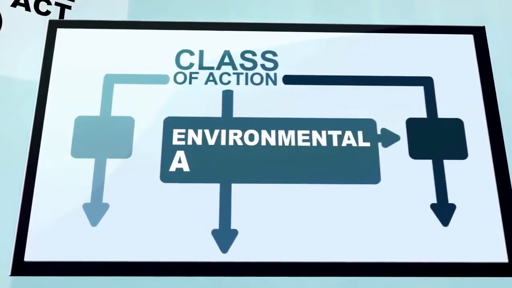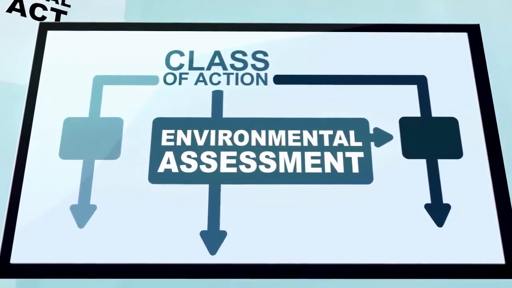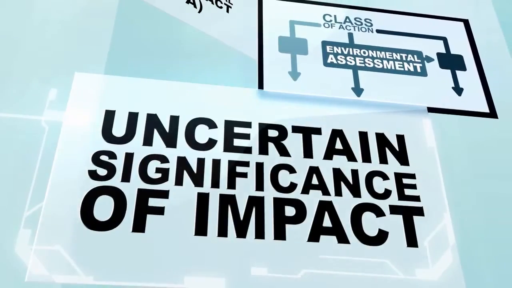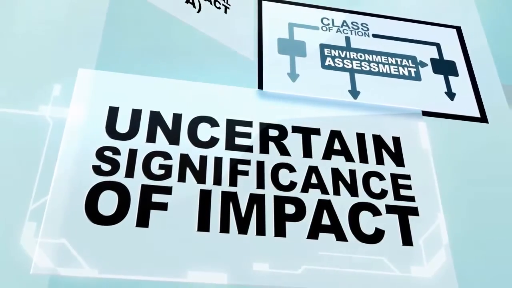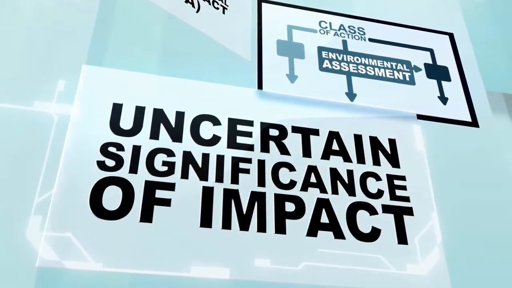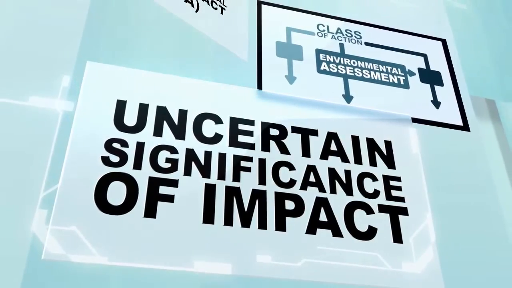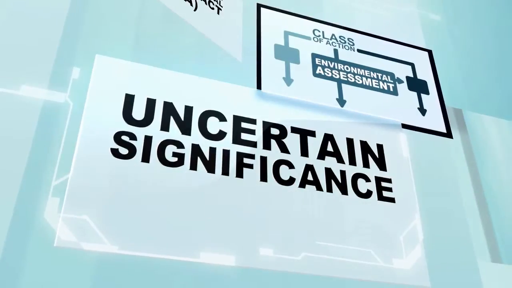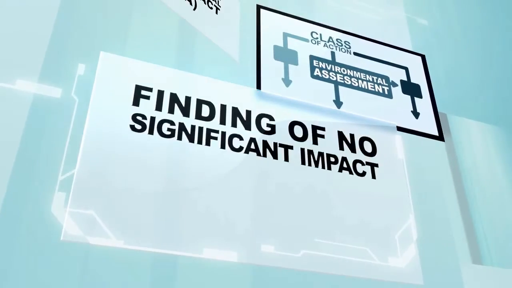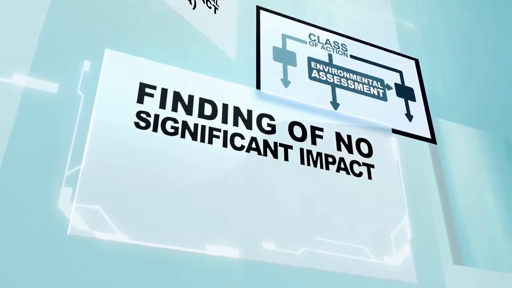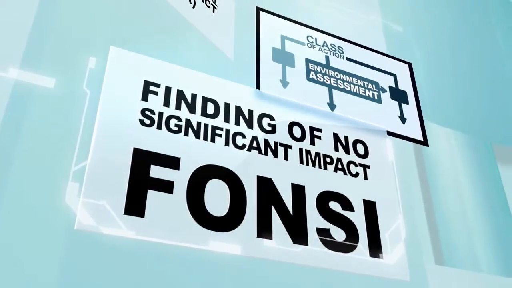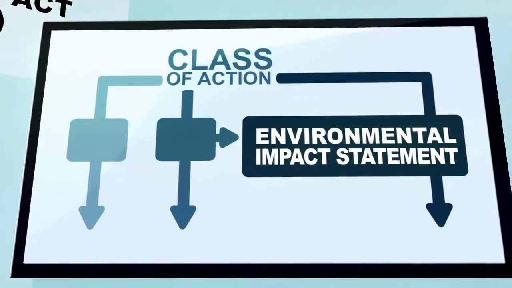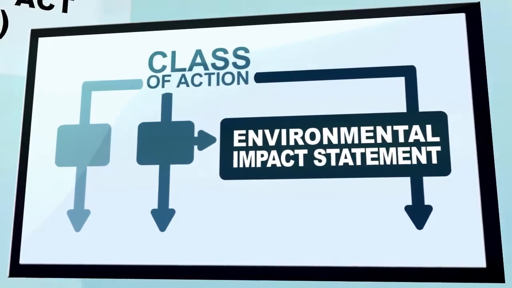An environmental assessment, called an EA, is required when the significance of the environmental impacts is uncertain. The purpose of this process is to clarify any uncertainty and document the finding. If no significant impacts are found, the process is concluded with a finding of no significant impact, referred to as a FONSI. But if there are significant impacts, an environmental impact statement is then completed.